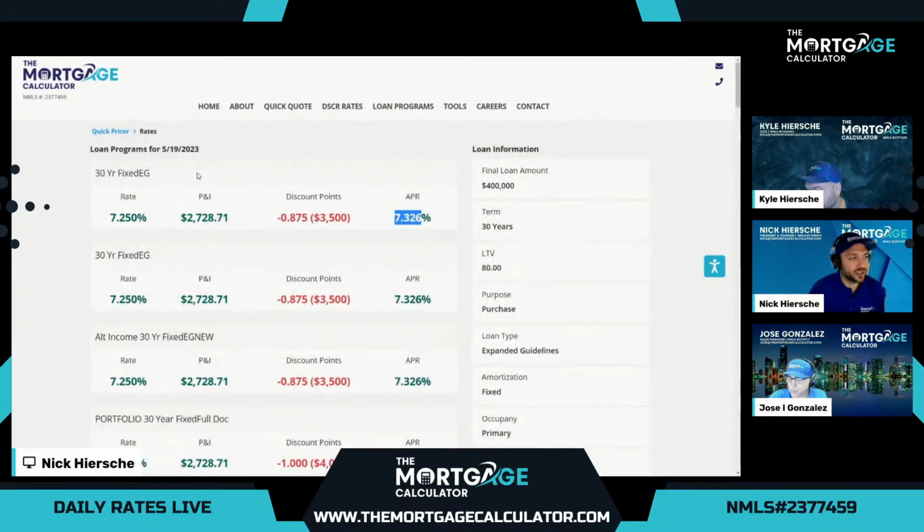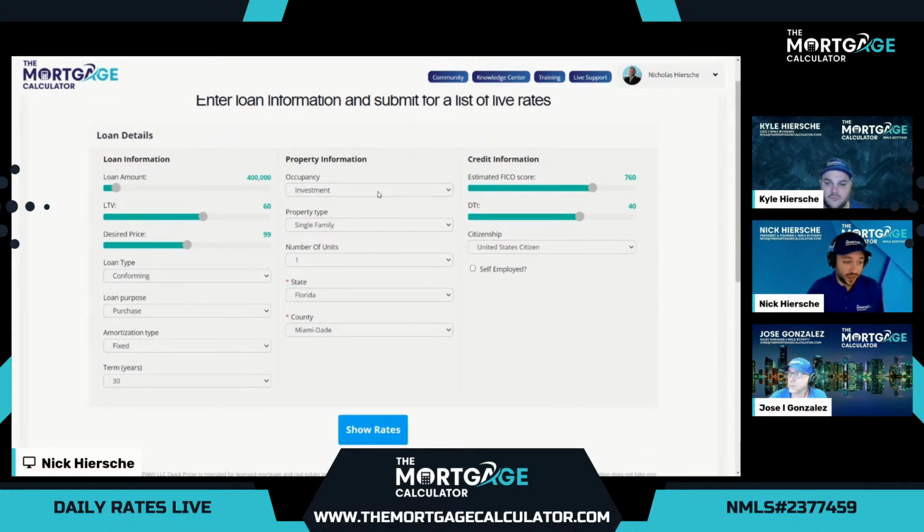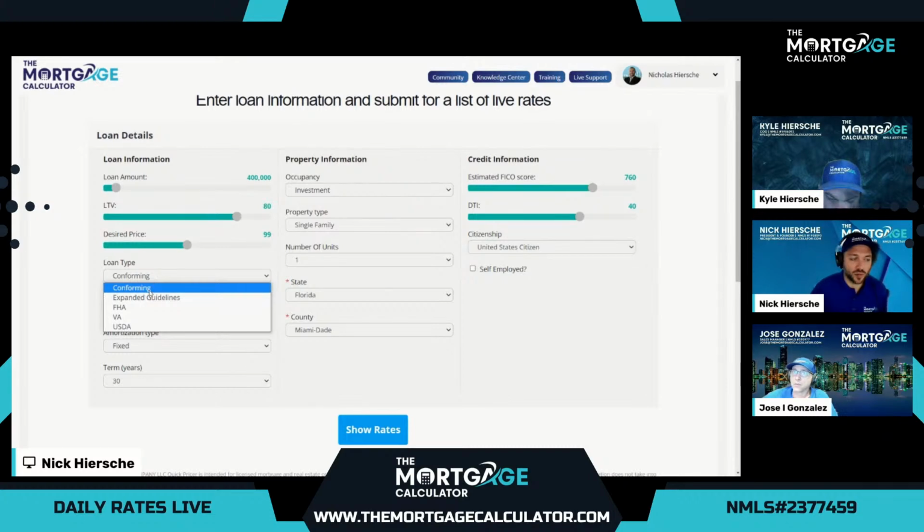Now, before we get into Jose's demo, we always want to do our live pricing for investment properties. So whether we're working with a first-time investor or a seasoned investor, we have many options to choose from. So first, we'll set up the scenario, same as it was before, 80% loan to value, 20% down payment. Everything else is staying the same. And we're going to compare our conforming conventional investment property rates with our expanded guidelines, aka non-QM. And that's the two options we'll compare. Remember, FHA, VA, USDA are not eligible for investments.